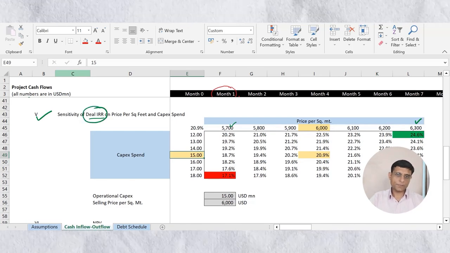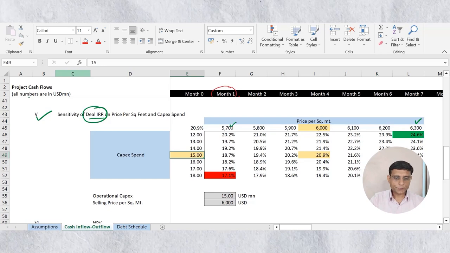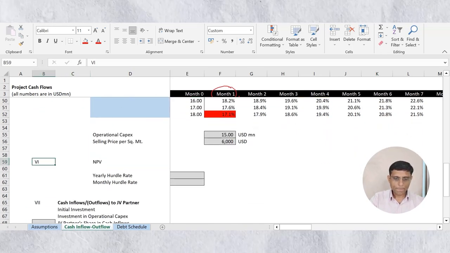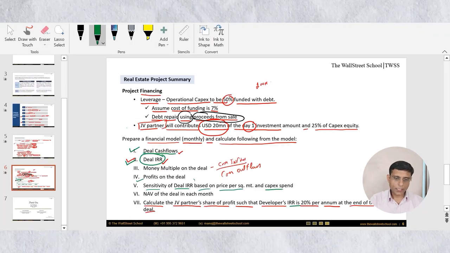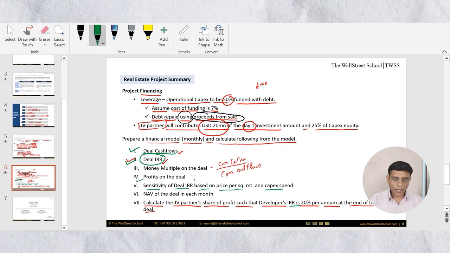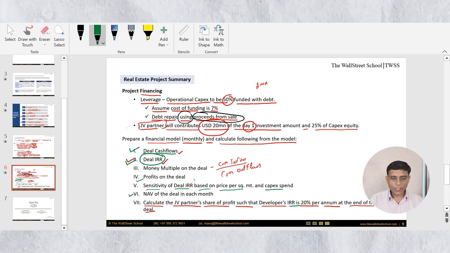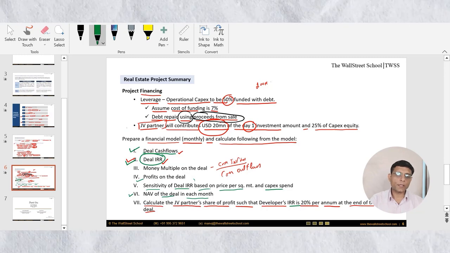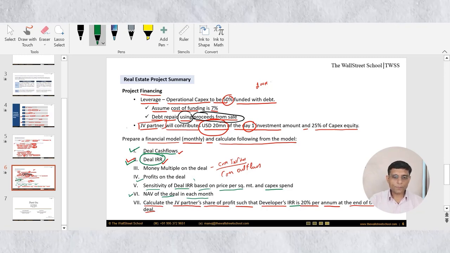Now, friends, requirement number 6. So, what's requirement number 6? Let's see. Under requirement number 6, I need to calculate NAV of the deal in each month. This is a monthly NAV, okay? Net present value. You can say NPV. So, this is NPV in each month. Every month, what's the net present value of the project? Okay, so I need to calculate NPV on a monthly basis.